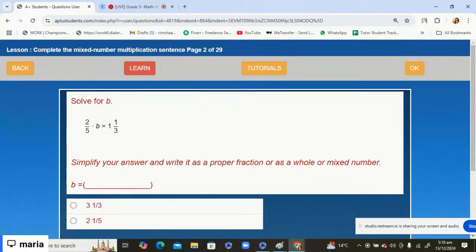2 by 5 dot, it's multiplication, B is equal to 1 into 1 by 3. Everyone solve this question and then tell me the answer. Do it fast. First of all, write your question. First of all, solve the mixed number, that is 1 into 1 by 3. What's the answer? You get it? The answer you get is 3 times 1 is 3 plus 1 is 4. 4 by 3. Okay.